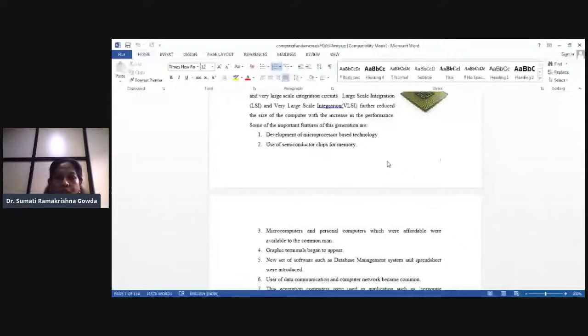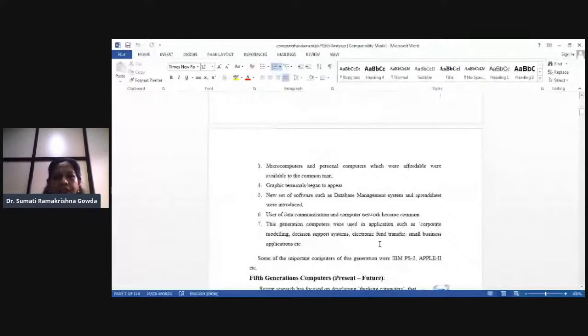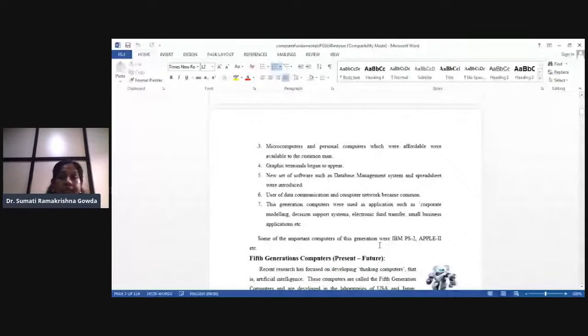So microcomputers and personal computers were affordable. Now anybody can buy. Graphic terminals began to appear. A new set of software such as DBMS, database management system, and spreadsheets were introduced. Spreadsheet is nothing but your Excel. Use of data communication and computer networks became common. These generation computers were used in applications such as corporate modeling, decision support systems, electronic fund transfer, small business applications, etc. Some of the important computers of this generation were IBM PS2, Apple II, etc.